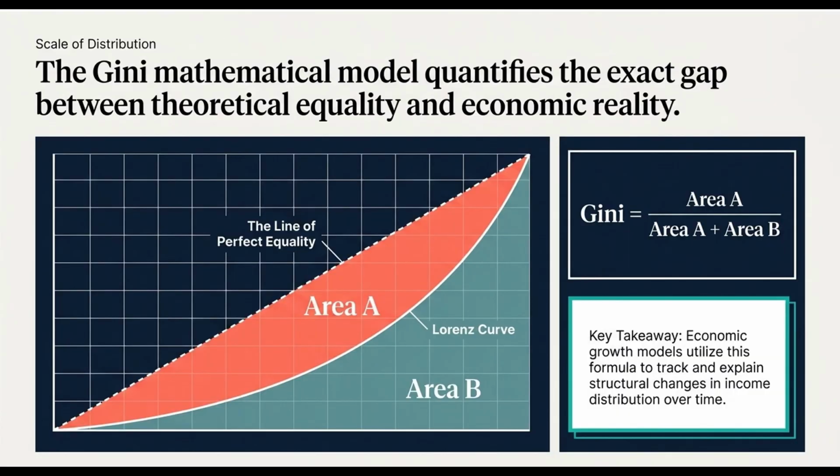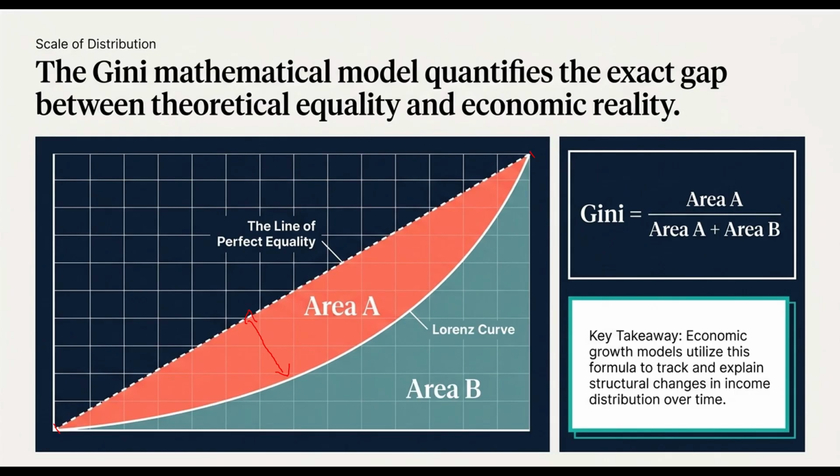As you can see here, let's see how the Gini coefficient is mathematically calculated. The model compares the actual income distribution, represented by the Lorenz curve, with the ideal line of perfect equality, which is the straight line. The area between the Lorenz curve and the line of equality, that is area A, represents the inequality. The larger the area becomes, the higher the Gini coefficient and the greater the income gap.